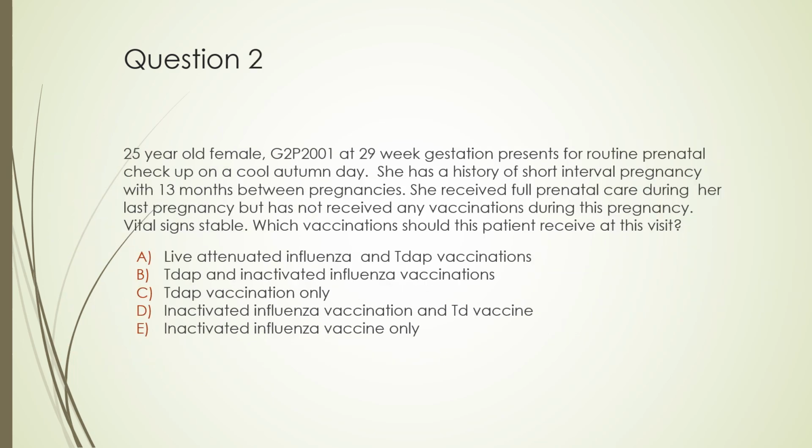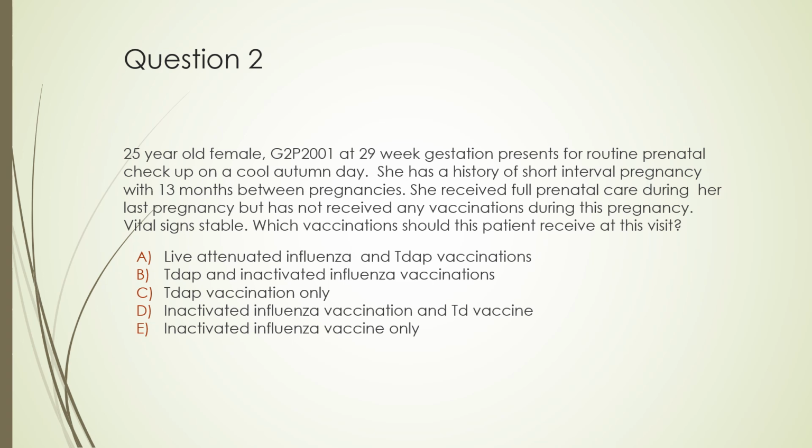The next question we have is a 25-year-old female, G2P2001, at 29 weeks gestation, who presents for a routine prenatal checkup on a cool autumn day. She has a history of a short interval pregnancy with 13 months between pregnancies. She received full prenatal care during her last pregnancy, but has not received any vaccinations during this pregnancy. Her vital signs are stable. Which vaccine should this patient receive at this visit? Pause now if you want to answer for yourself.